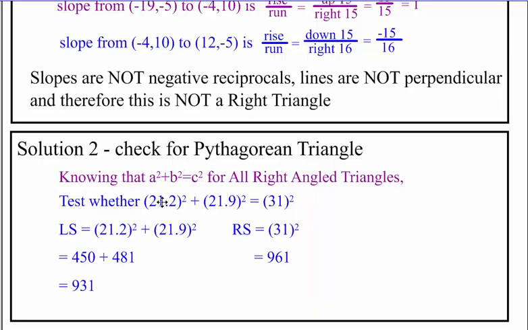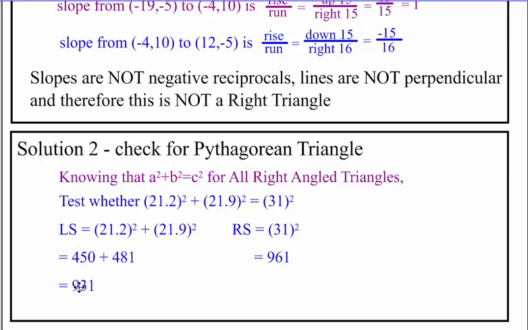So on the left side, I'm interested to know whether 21.2 squared plus 21.9 squared equals 31 squared. 21.2 squared plus 21.9 squared is the left side of that equation. The right side is 31 squared. And in order to avoid rounding errors, I'm going to jump to the 450 and the 481, which were the actual numbers that were in the question.